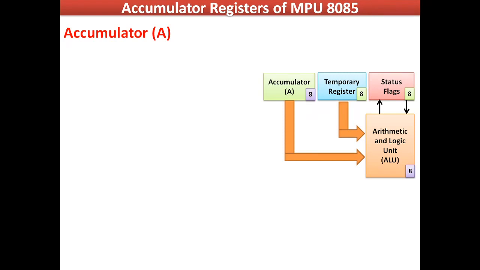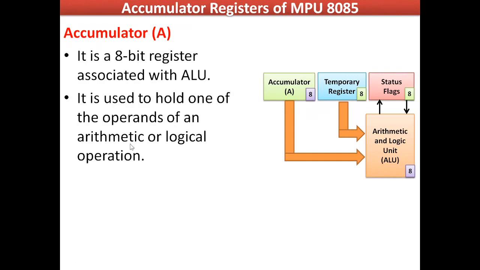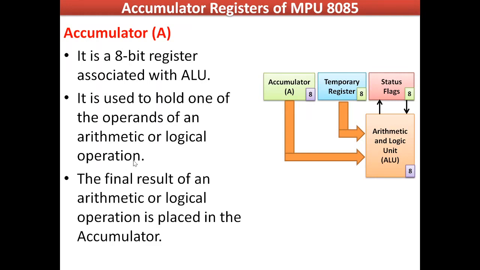Now, talking about the accumulator, it is also known as the scratchpad register of 8085. It is connected and associated with the ALU of the 8085 along with the temporary register and status flag. Now it is an 8-bit register, and it is the default register. It actually holds one of the operands of an arithmetic or logical operation. After any logical or arithmetic operation, the result by default is stored in the accumulator.